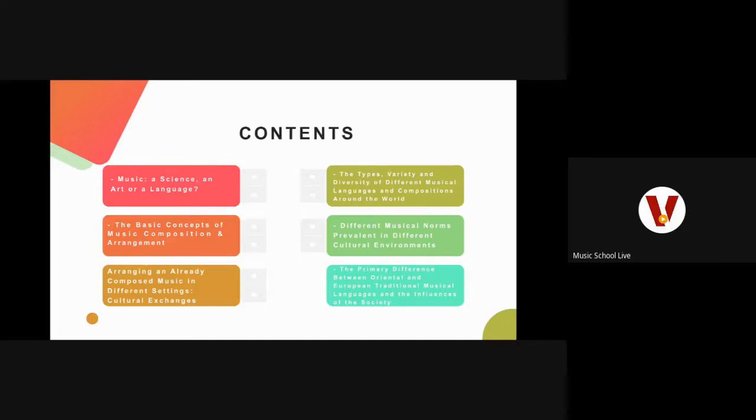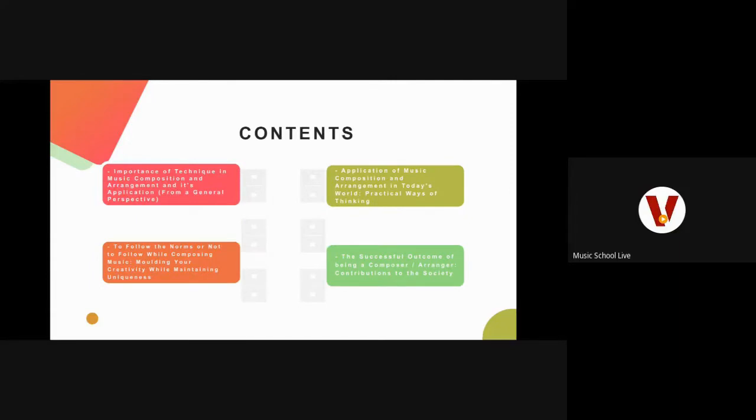And then the primary difference between the Oriental and European musical languages. Then the next thing is the importance of technique in music composition and arrangement and its application. This is from a general perspective. Then to follow the norms or not to follow the norms while composing music, so molding your creativity. Then the topic is application of music composition and arrangement in today's world, practical ways of thinking. And the last topic is the successful outcome of being a composer and an arranger, that is contribution to the society. So let's start the webinar, understanding music arrangement and composition.